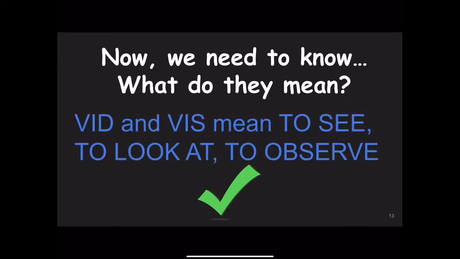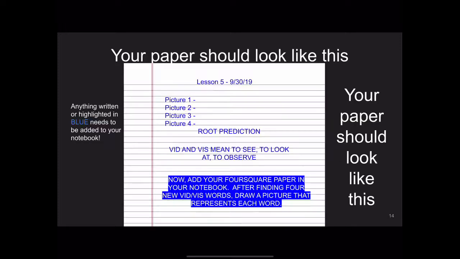So vid, viz means to see, to look at, or to observe. And you know from science class, to observe something means to watch it and document it. So to see, to look at, observe. So go ahead and add that definition to your notebook. And your notebook should look like the following. In the middle, I have added vid and viz mean to see, to look at, or observe. So go ahead and update your paper.